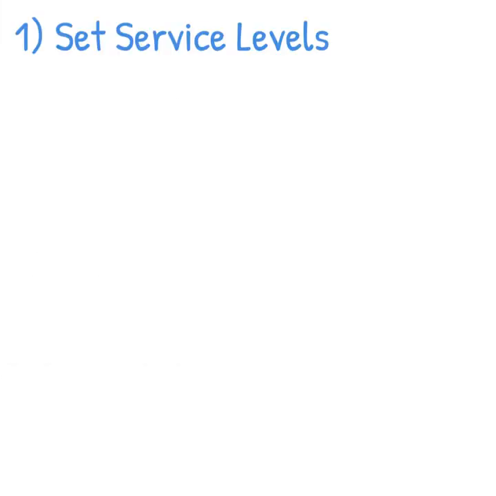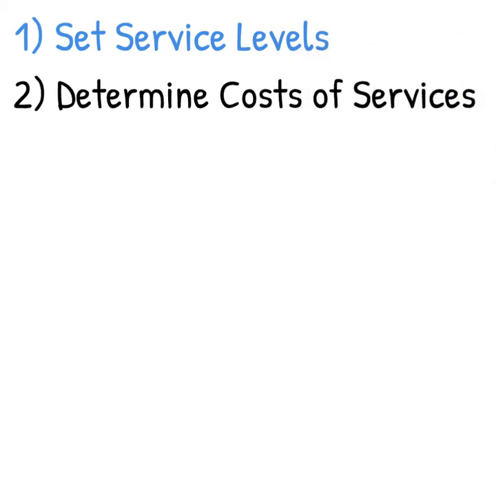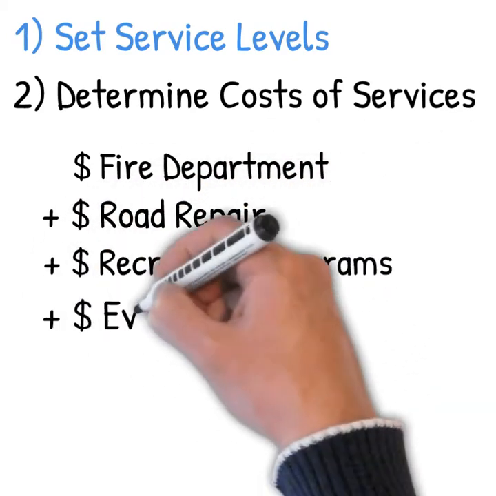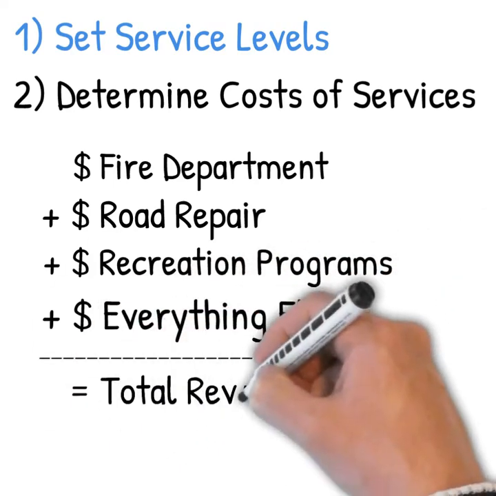Step 2, council determines the total cost of delivering these services. So it takes the money needed for the fire department, plus how much is needed for road repair, for recreation, and for everything else the city does. This is all added together to determine the city's total revenue need.